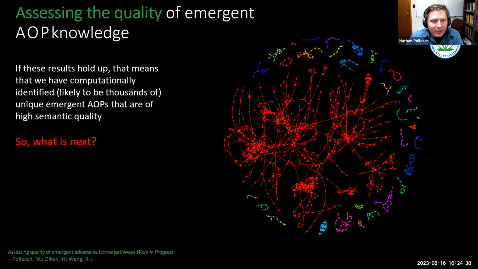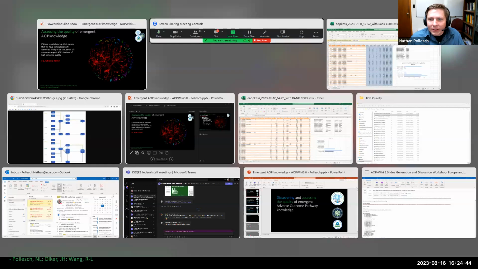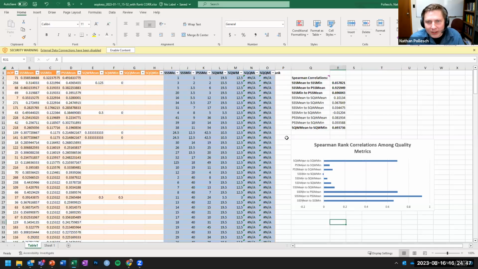So what's next? I'll flip over to this worksheet just for a minute, only because I brought it up before, so I'll come back to it. One of the things we also did was compare these metrics to quantitative versions of the weight of evidence scores and the quantitative understanding scores, and compare the metrics to each other. If we calculate these metrics for every single AOP and all the emergent AOPs, how well does the ranking of the AOPs, from highest quality to lowest quality, correlate with each other?